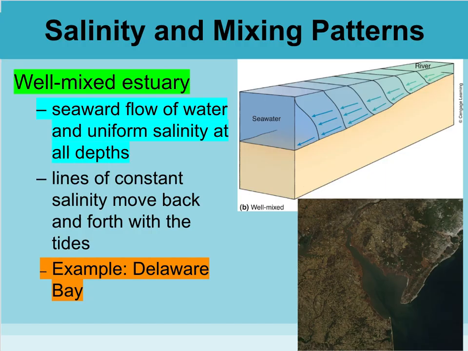So also you can have something called a well-mixed estuary. This is where the seawater will kind of flow uniformly, and watch how it goes from the back here of being very green to a little less green, getting more blue until we're darker blue. This is where you have a strong river flow headed out, and then it gets increasingly salty the closer it gets to the ocean, which makes a lot of sense. A good example of that is the Delaware Bay, where you see that.